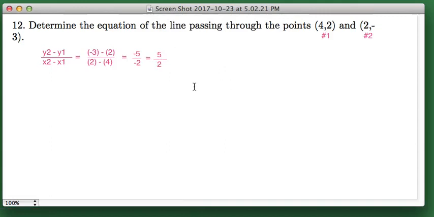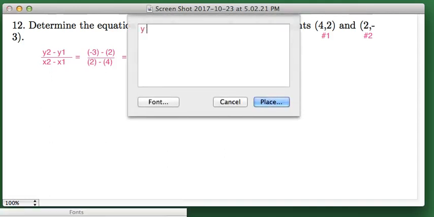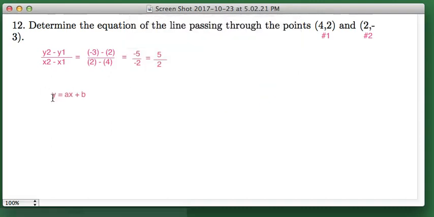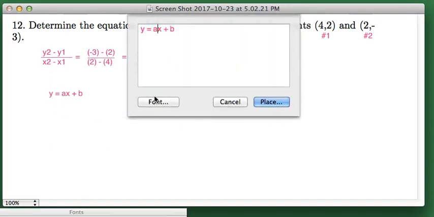All is to say, I have a slope now of 5 over 2. And remember that my equation always looks something like this, y equals ax plus b. So if I figured out that the slope is 5 over 2, that means that I've figured out that the a is actually 5 over 2.